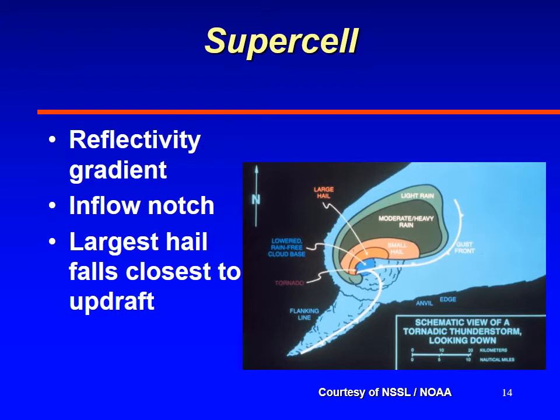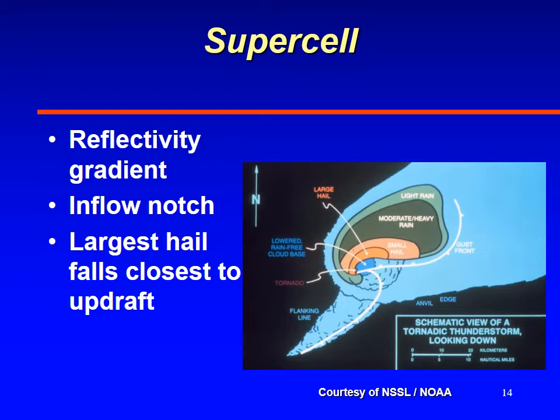Typically, large hail falls closest to the updraft because the updraft is supporting the hail. When it gets so big it can't be supported anymore, it falls through the updraft and falls out of the storm. Smaller hail, of course, can be found throughout the anvil, so it's not good to fly through an anvil downwind of a supercell thunderstorm.